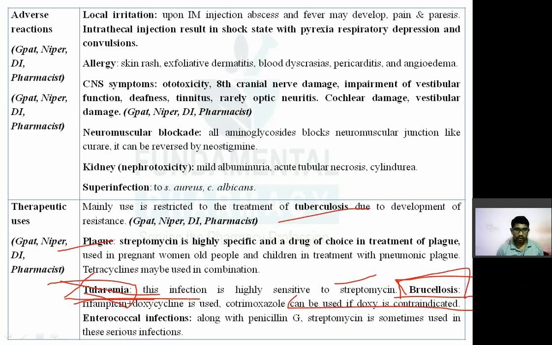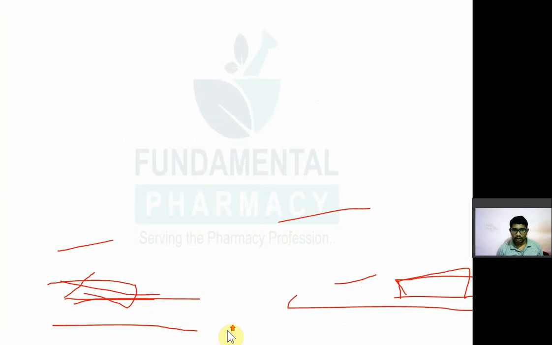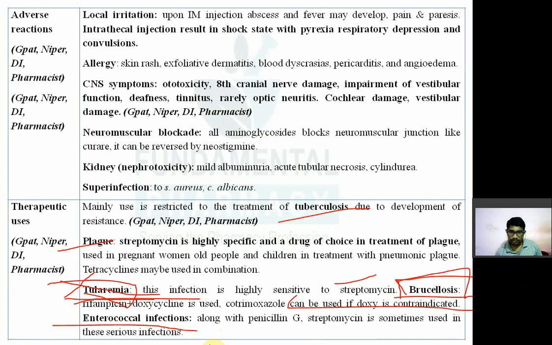Now again, streptomycin is also used for enterococcal infection along with the penicillin G. So enteric fever particularly. Streptomycin is sometimes used in these kind of serious infections. So यहाँ पे ट्यूबरकुलोसिस में यूज करते हैं, प्लेग में ड्रग ऑफ चॉइस है, टॉलरेमिया में यूज होता है, ब्रुसेलोसिस में यूज होता है, इंट्रोकोकल इन्फेक्शन में यूज होता है. These are the uses of streptomycin.